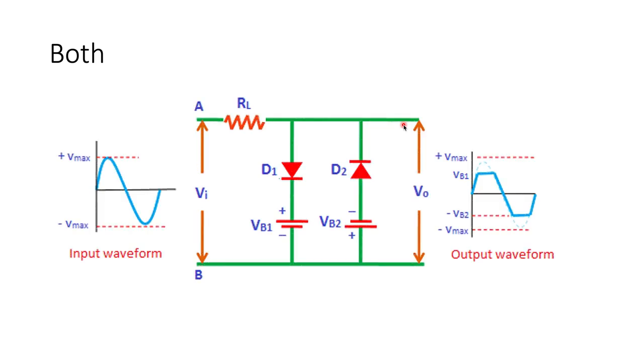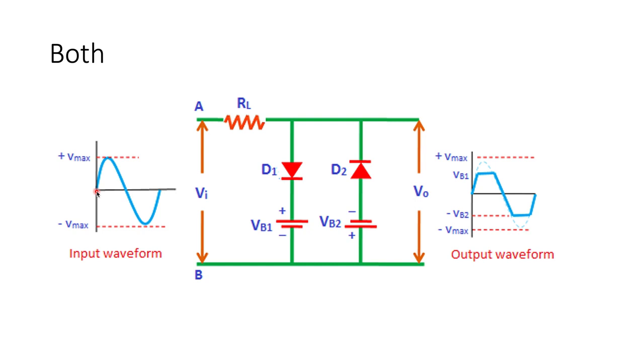The third case is, as I earlier told, both situations occurring in the same circuit. That is what we can see in this figure. We have separately studied this case and this case: this is the positive biased, and this is the negative biased. Now we are implementing these two together on this input wave.